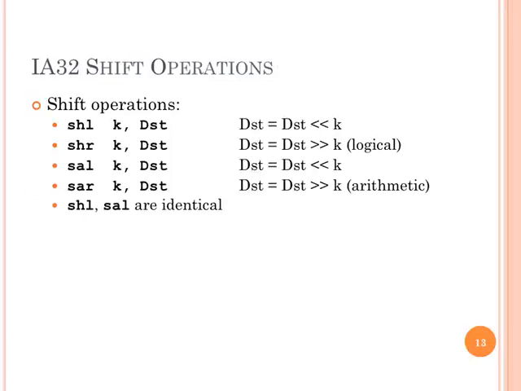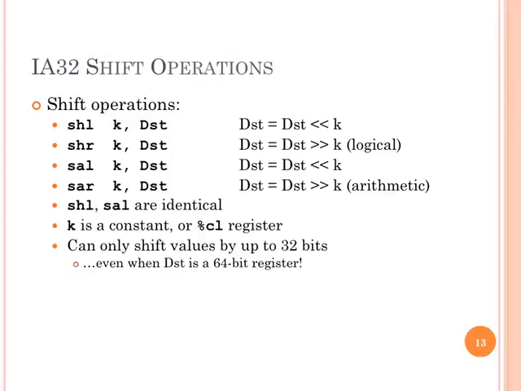Let's see, shift operations. So we can shift right, shift left. Notice we have arithmetic shift left and right, and we have logical shift left and shift right. Of course, for shift left there's no difference between logical and arithmetic, so they're synonyms for each other. They'll actually emit the same opcode. And K here will be either a constant or it can be the CL register.